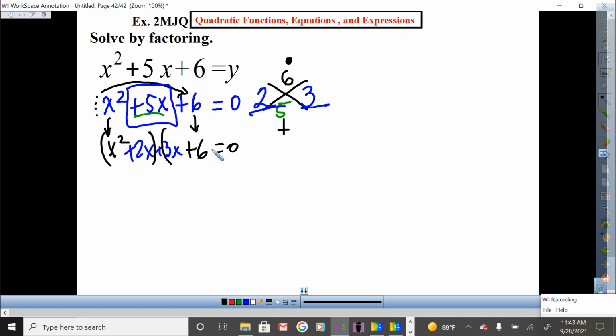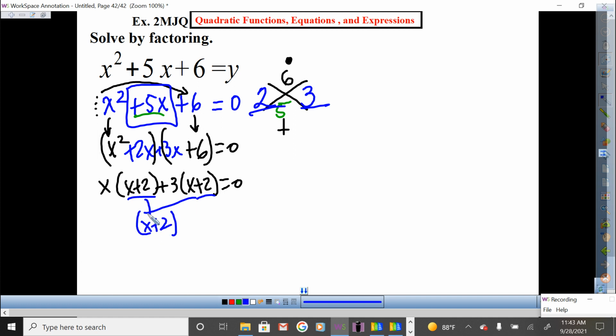Group. Let's go. Raymond in the house. GCF here, guys. X, we're left with x plus 2. Plus GCF here, 3, we're left with x plus 2 equal to 0. So what are my factors? X plus 2. What's left over? X plus 3, all that equal to 0.